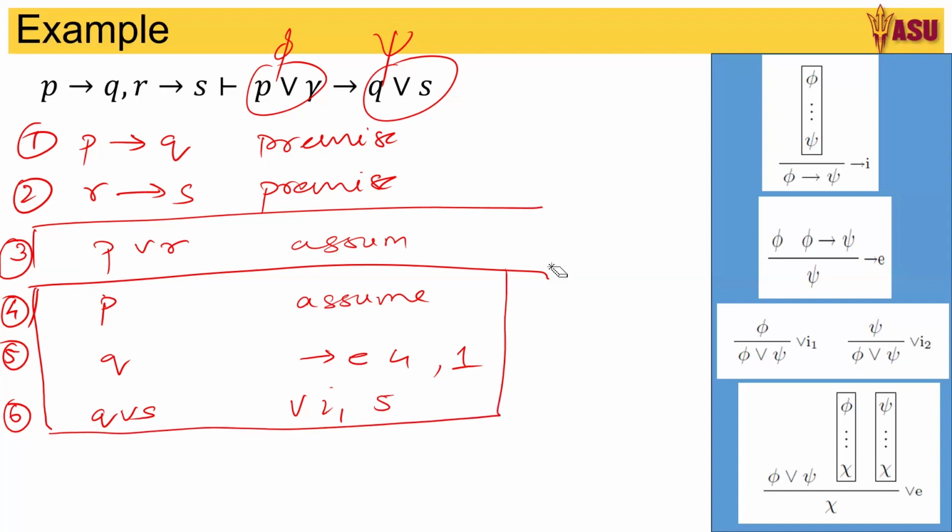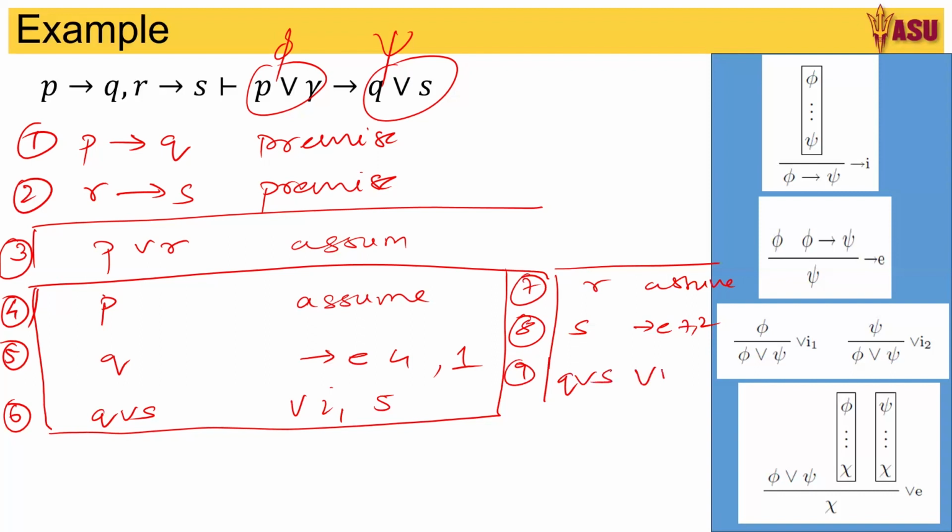Now, the second part of it, I will write on the side over here and do it quickly. The other part which needs to be true is R. Assume R, then from 2 and 7, I can say S is true. This is elimination from 7, 2. So from this, I can say Q or S, disjunction introduction 2 of 8.